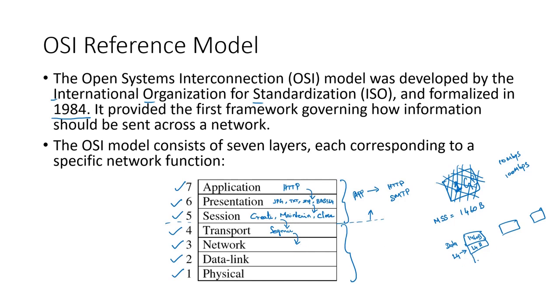Network layer will add its header, which is layer 3 header. This is also of 20 bytes. This is 20 bytes, this is 20 bytes. So totally you will get something called a packet of 1500 bytes. This is what is called maximum transmission unit.